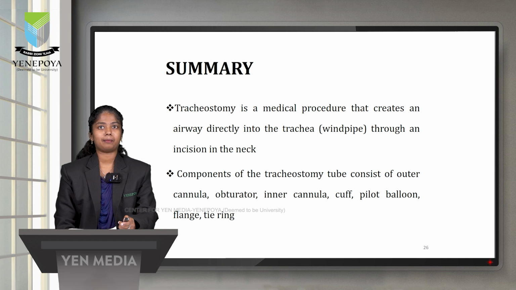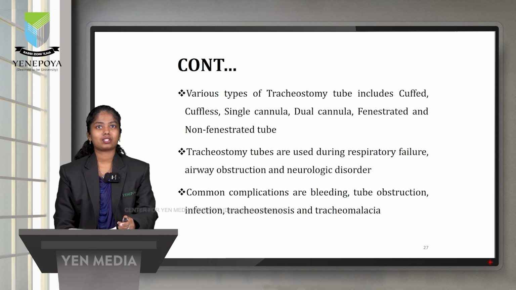Summary: tracheostomy is a medical procedure that creates an airway directly into the trachea through an incision in the neck. Components of the tracheostomy tube consist of outer cannula, obturator, inner cannula, cuff, pilot balloon, flange, tie ring. Various types of tracheostomy tube include cuffed, cuffless, single cannula, dual cannula, fenestrated and non-fenestrated tube. Tracheostomy tubes are used during respiratory failure, airway obstruction and neurologic disorders. Common complications are bleeding, tube obstruction, infection, tracheal stenosis and tracheomalacia.